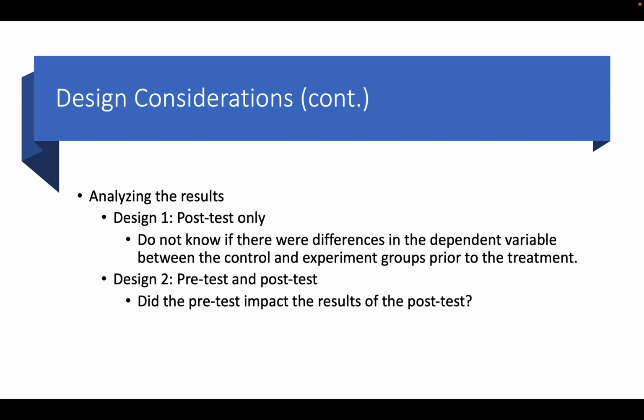We can use those two designs that we went over in the previous podcast. We can use the post-test only, and we can use the pre-test and post-test. Remember, the post-test only design allows us, if we do not know if there were differences in the dependent variable between the control and experimental groups prior to the treatment. So we're allowed not to know that. In the second design, did the pre-test affect the results of the post-test? So we need to know the pre-test level of the dependent variable and the post-test level of the dependent variable. That's the basic difference between the two designs.